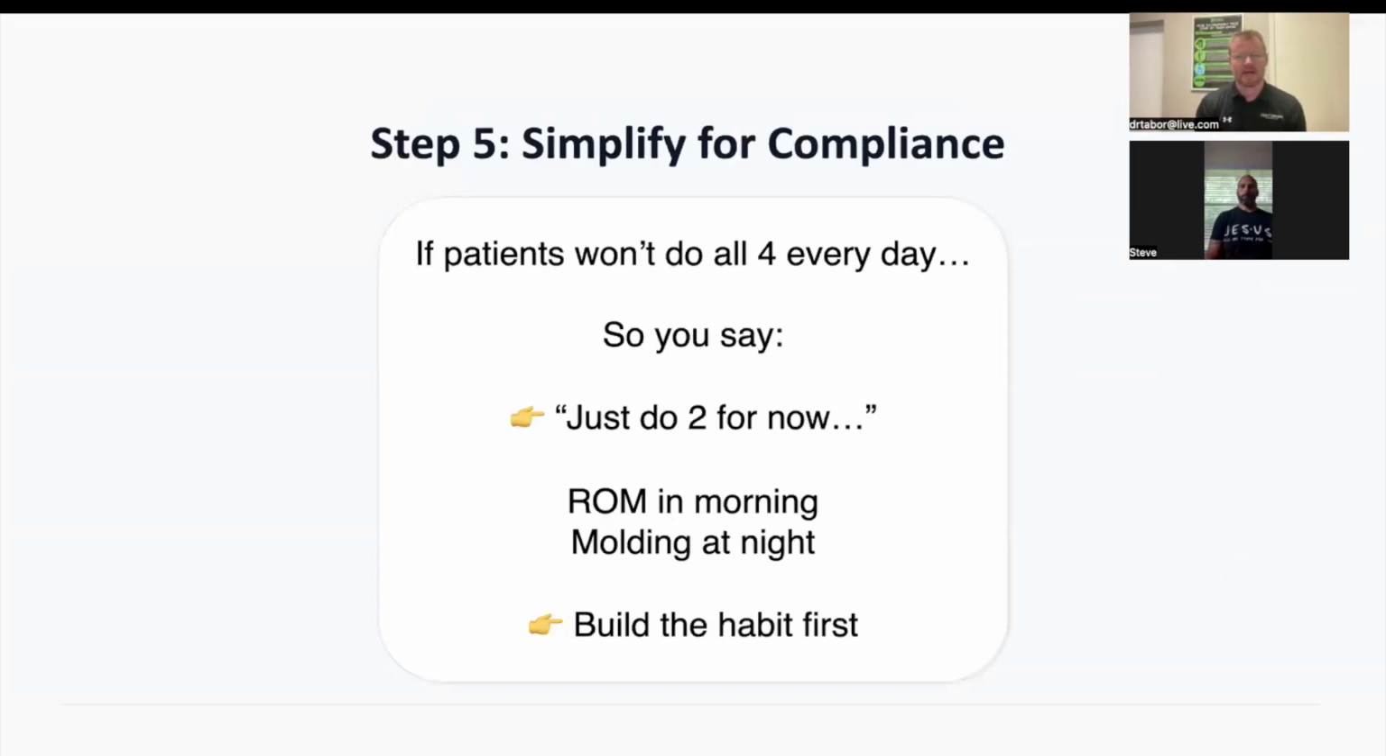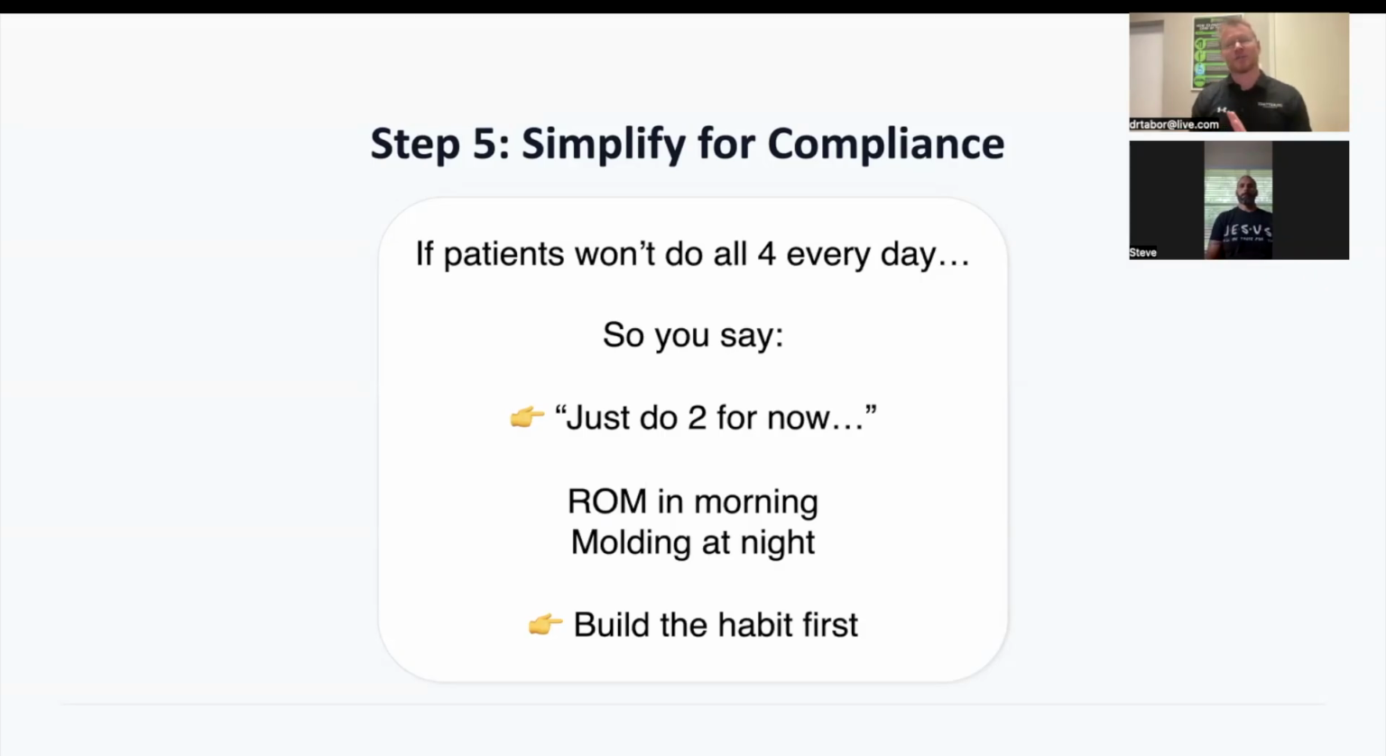So this is step number five. We simplify for compliance. Compliance is key. And if we can get patients behind this concept of daily spinal care and lifetime spinal care, we can get them engaging in their care plan and building what we call habits in their life, healthy, successful. They have enough bad habits, right? We're trying to build those good habits.